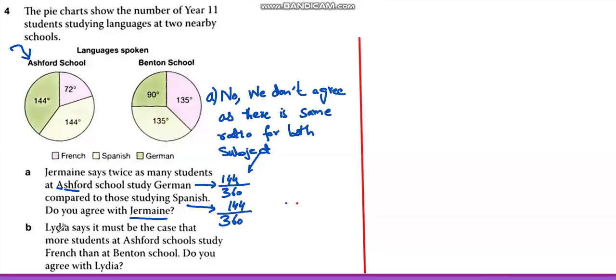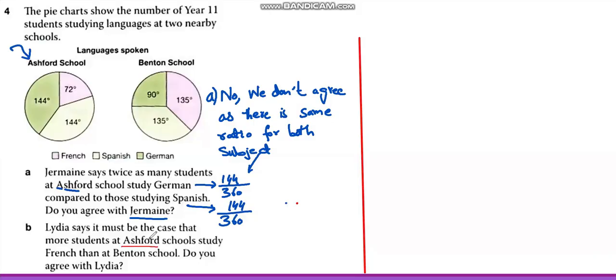Now in B part, Lydia says it must be the case that more students at Ashford School study French than at Benton School. Do you agree with Lydia or not? We need to do some calculations here. First of all, I can simply answer that we don't agree, because here is the comparison between two different schools and the information about schools is given in degrees. We can't compare if the exact number of students is not given for different languages.